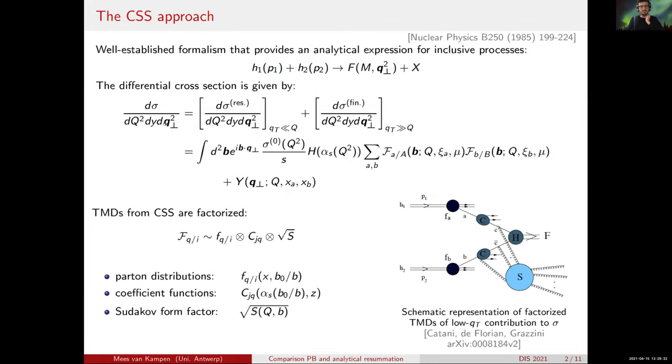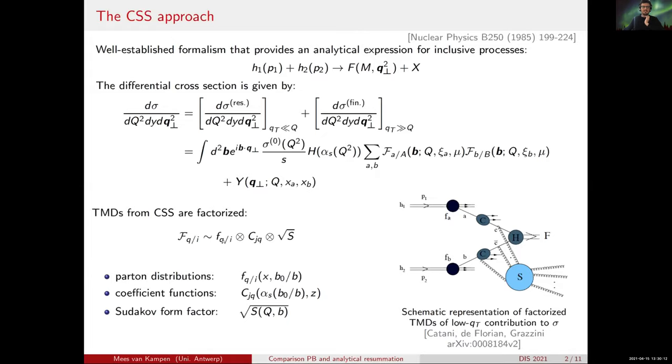So the differential cross-section in CSS is divided into two terms, a resummed term and a finite term. The resummed term describes the low transverse momentum and is the most interesting part in this context, since I'm comparing two TMD approaches and the TMDs come in this part. It is written here in impact parameter space and factorized into a hard part with a Born cross-section and a hard function, and two hadronic objects, so the two TMDs. And then the Y term represents the finite terms.